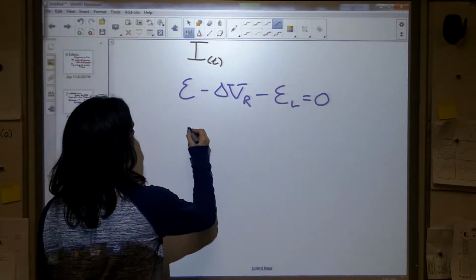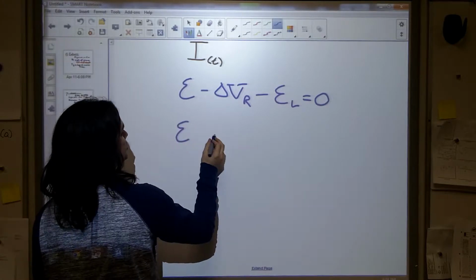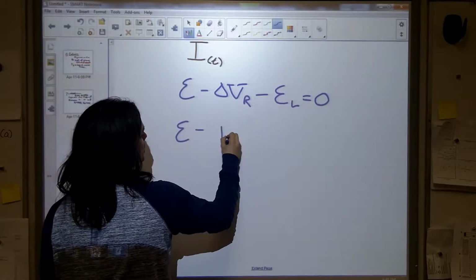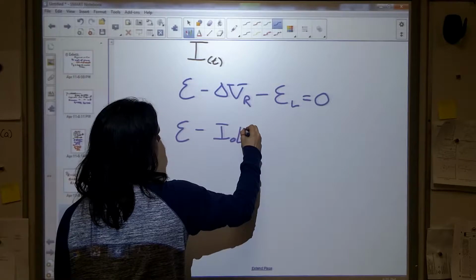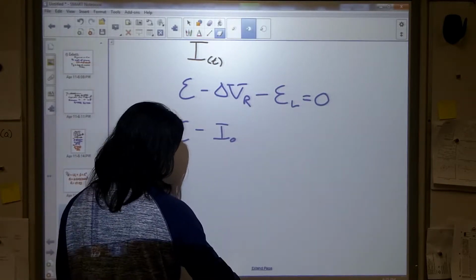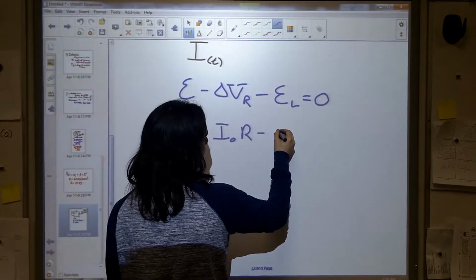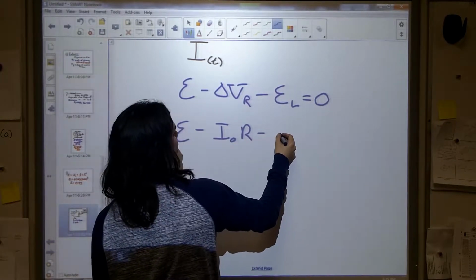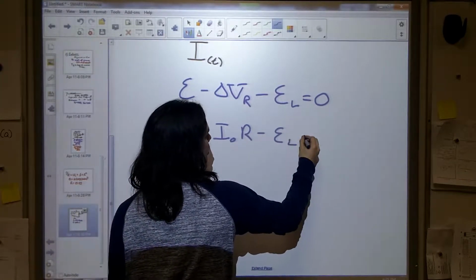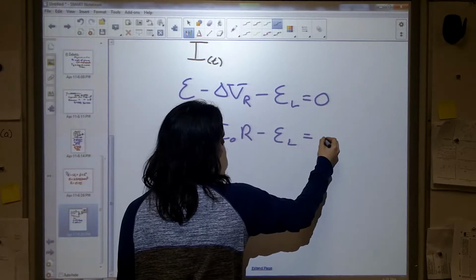I go through and actually set this up. So we've got squiggly E minus the initial current times, oops, not delta V, the resistance, minus, let's see, the potential difference across L.